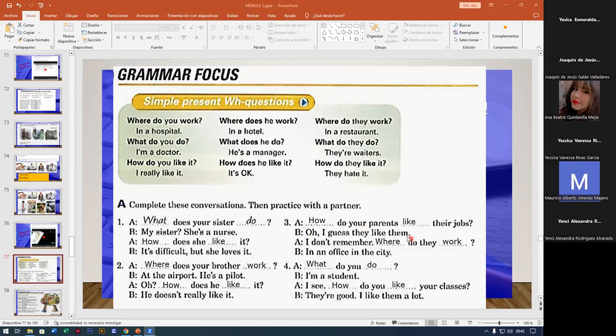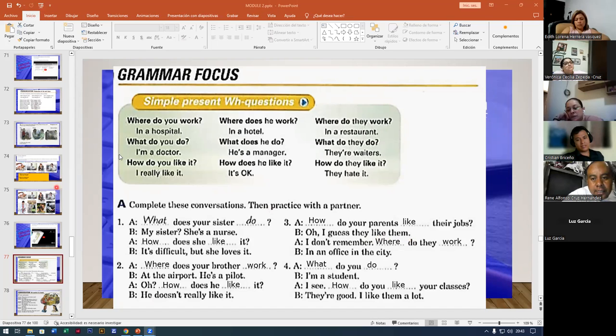How do your parents like their jobs? Thank you. Joaquin. Yes. That's good. Joaquin, B. I guess they like them. Very good. Thank you. Okay, let's continue. They like them. Good one. Nice. Rene, they like them. Good. Rene, continue, please.